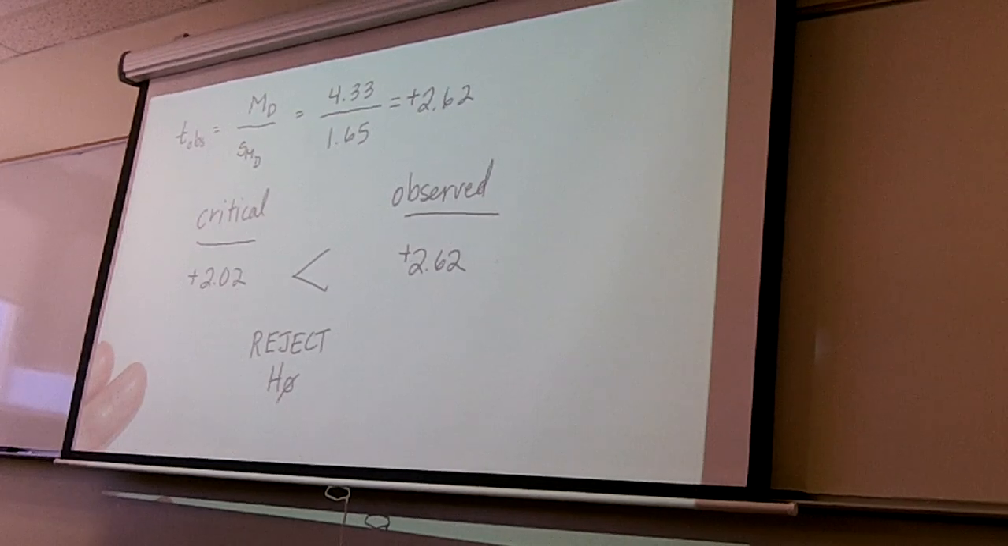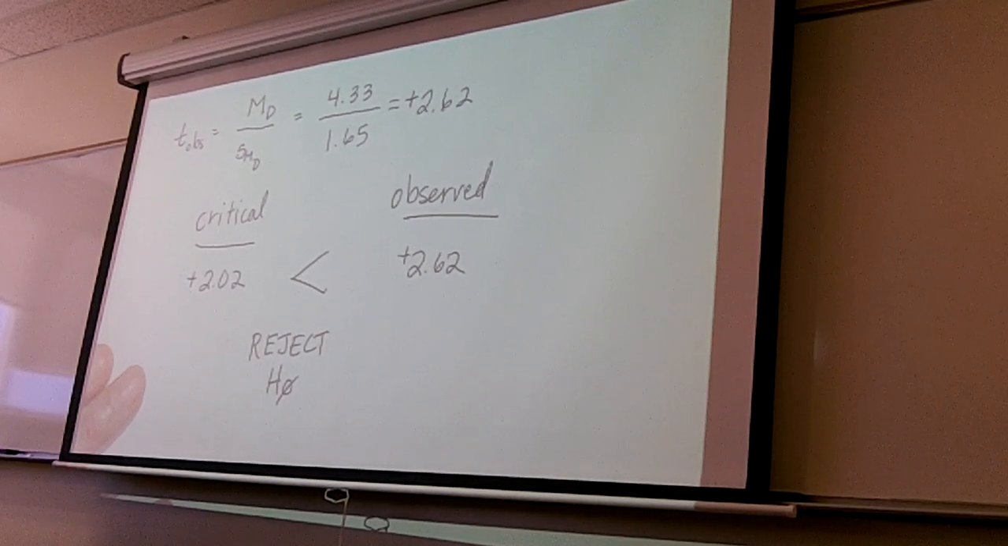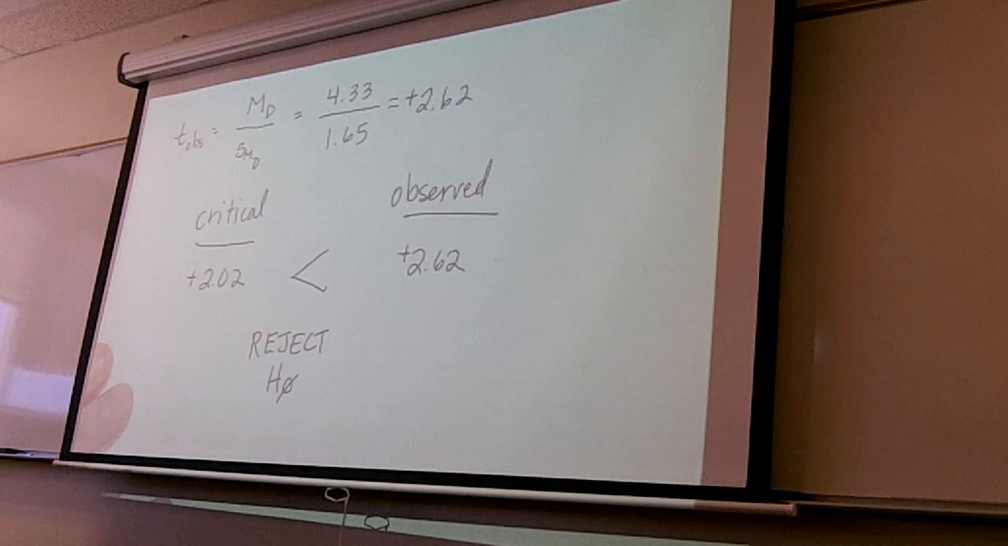Okay, is everybody with me so far? Everybody knows where every number came from? Why we did what we did? So you reject the null because the observed value is bigger than... That's right. The observed value is further out in the tail.